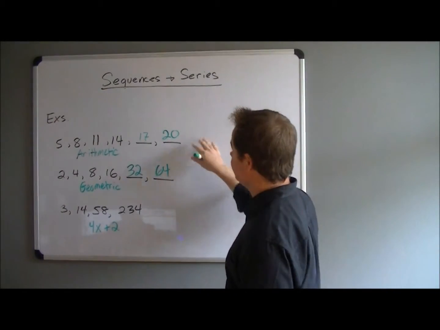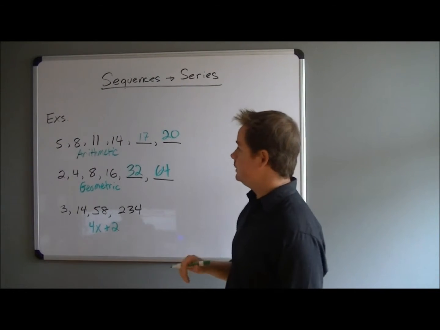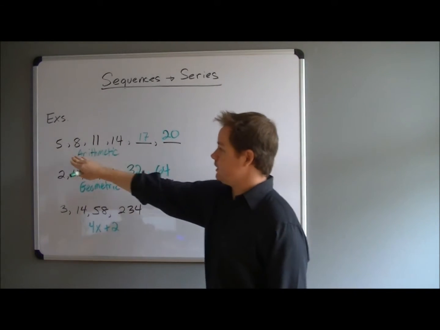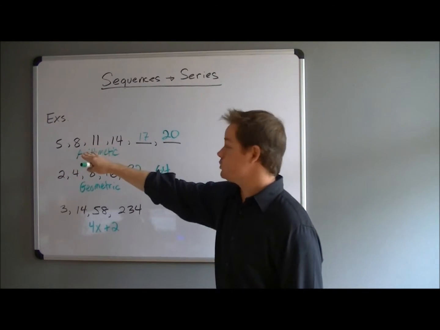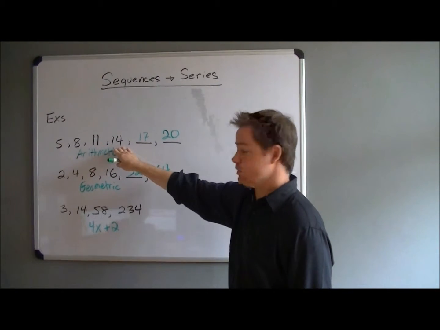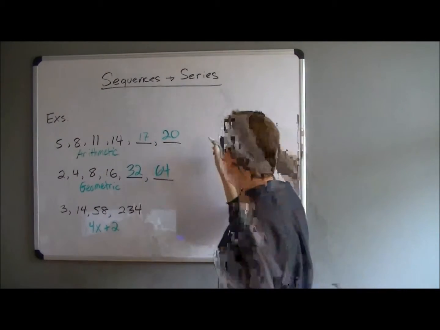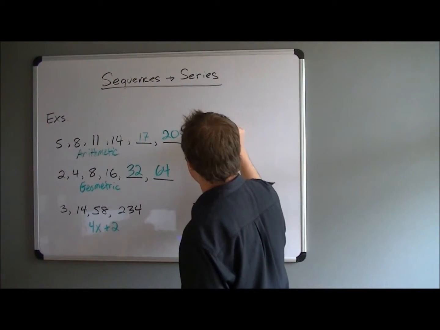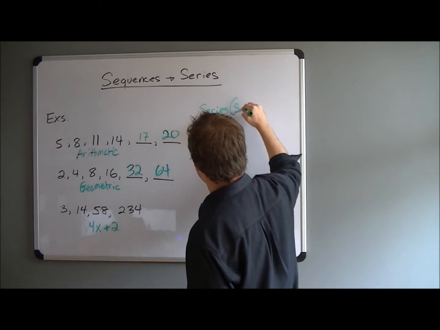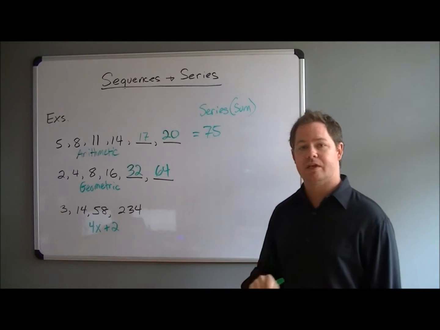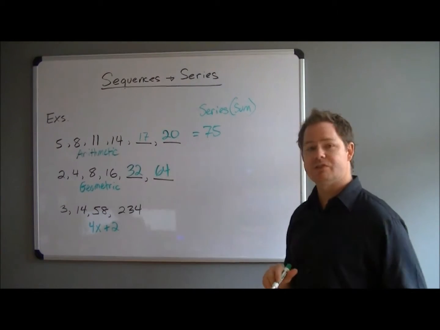So for example here, if we wanted to sum together each of these terms in our first arithmetic sequence, then for this series, we would have 5 plus 8, which is 13, plus 11, which would give us 24, plus 14, which gives us 38, plus 17 gives us 55, and plus 20 would give us 75. So if we're looking at this as a series, think of series as a sum. It's the sum of all the terms. So this series would give us a result of 75.